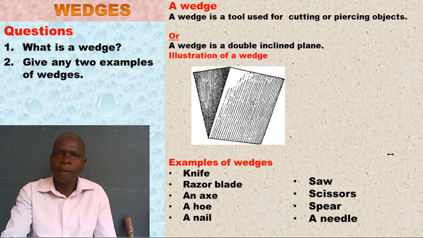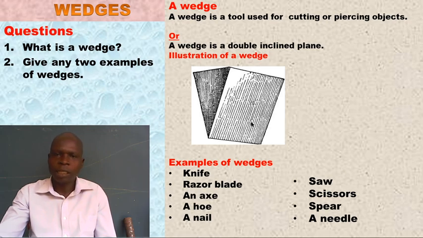Let's check here. Let's try this. This is what you will have to draw for us. Draw a diagram to show an illustration of what? A wedge. So a wedge looks like this. Are you seeing this? Yes, this is how a wedge looks like.